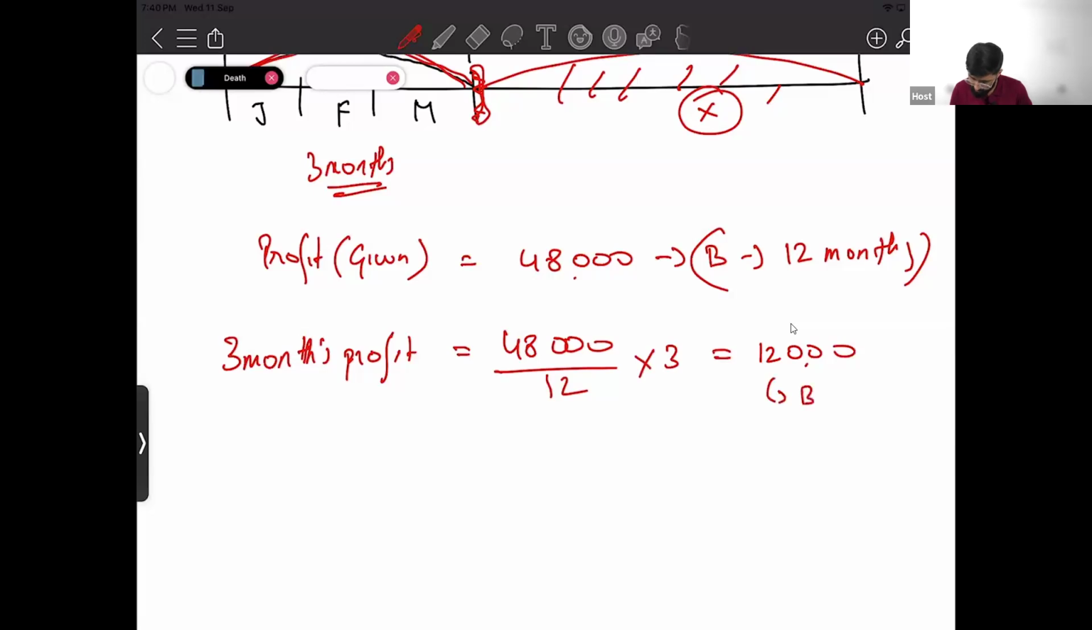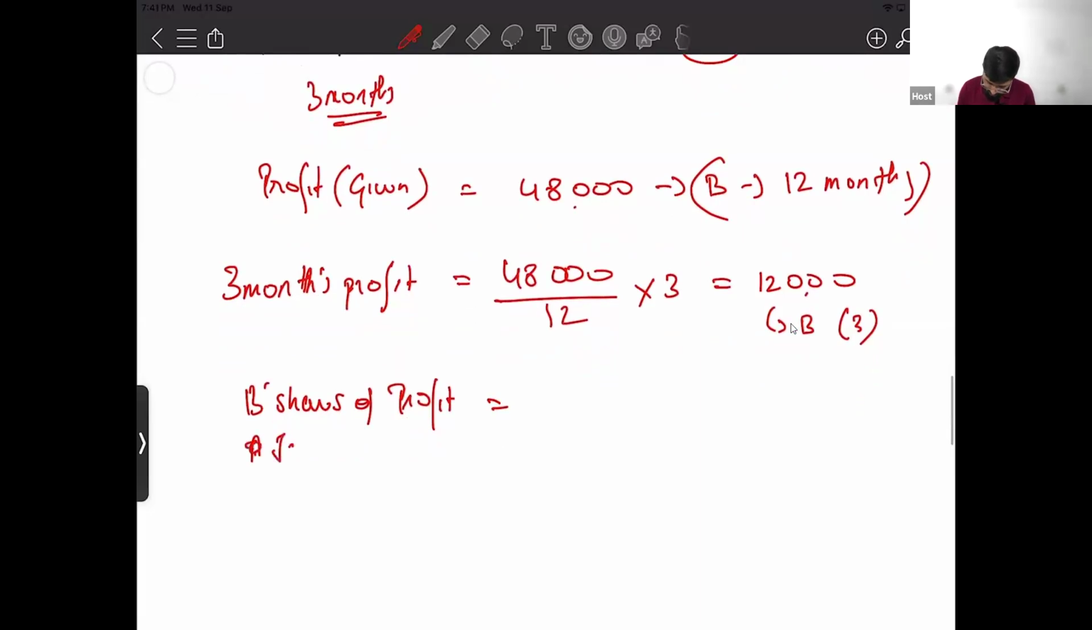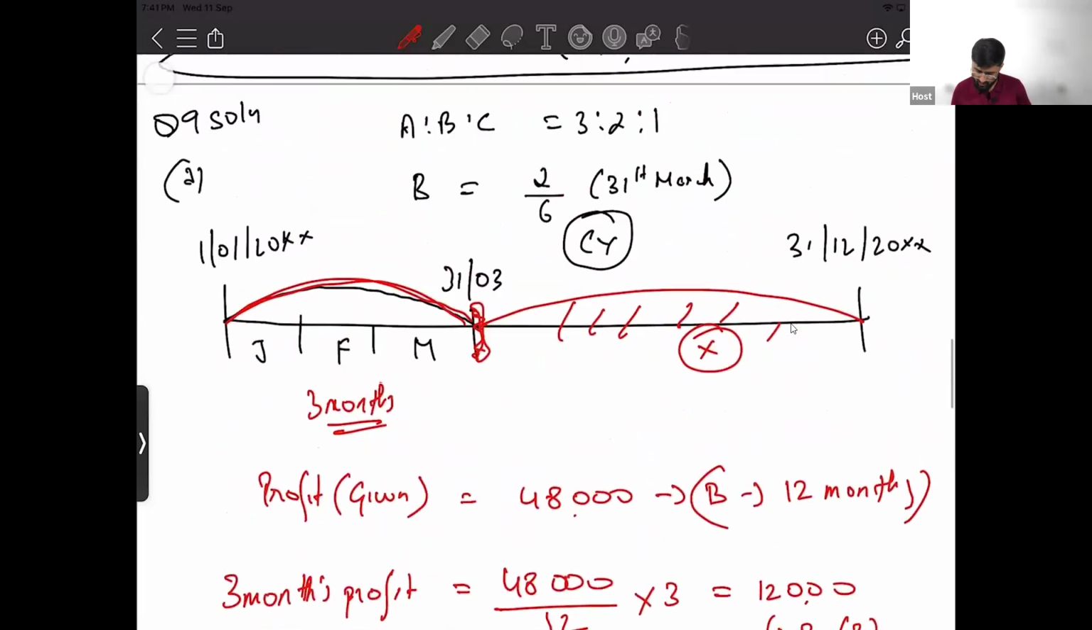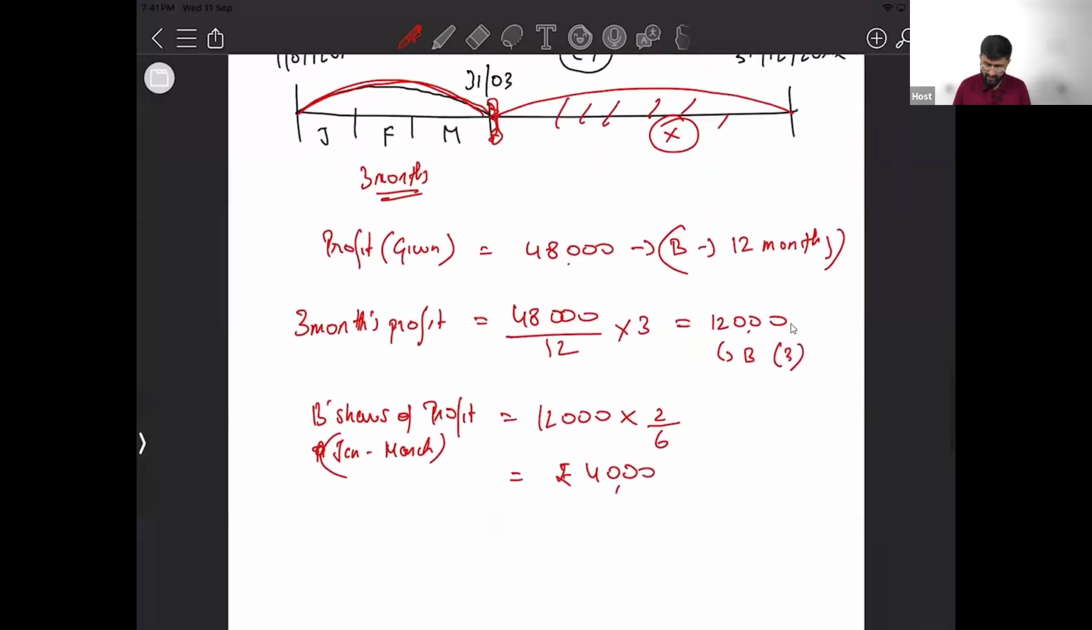Now again, this is the business profit of 3 months. Now we calculate B's share of profit for 3 months, January to March. So 12,000 into what is the sharing ratio? 2/6. So it will be rupees 4,000. B's share of profit is rupees 4,000.